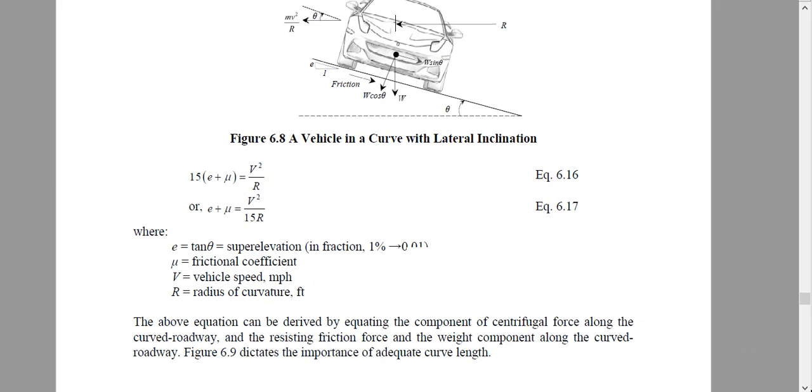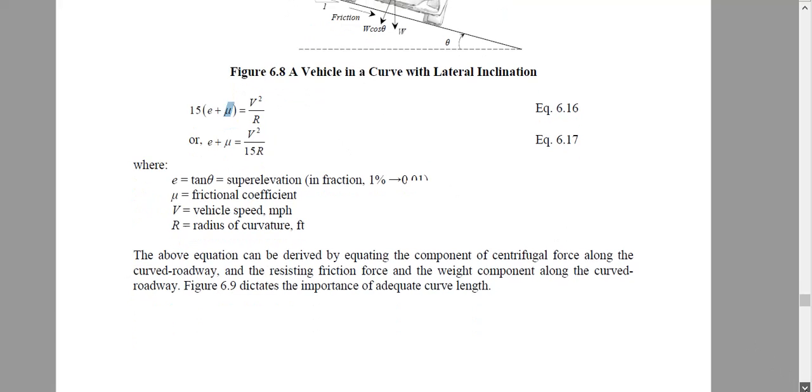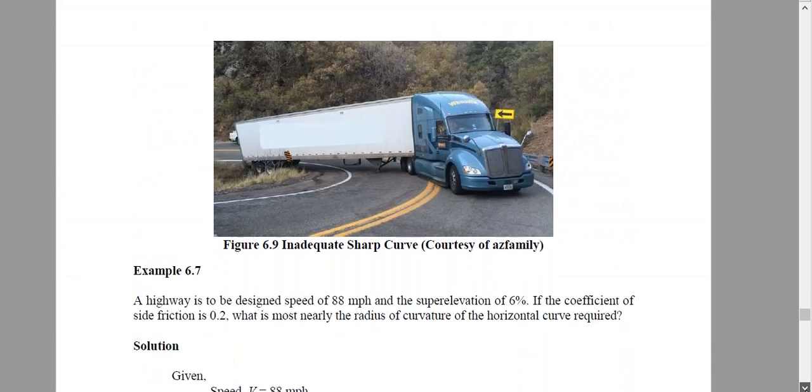Okay, so we will see an example. Just before going to the example, this V is in miles per hour, and R is in feet. So the units are not consistent. This 15 will take care of this. We need this 15 just to convert miles per hour to feet; that's the conversion factor. E will be in fraction. Mu will be in fraction also. So let us see an example here. Very easy example.